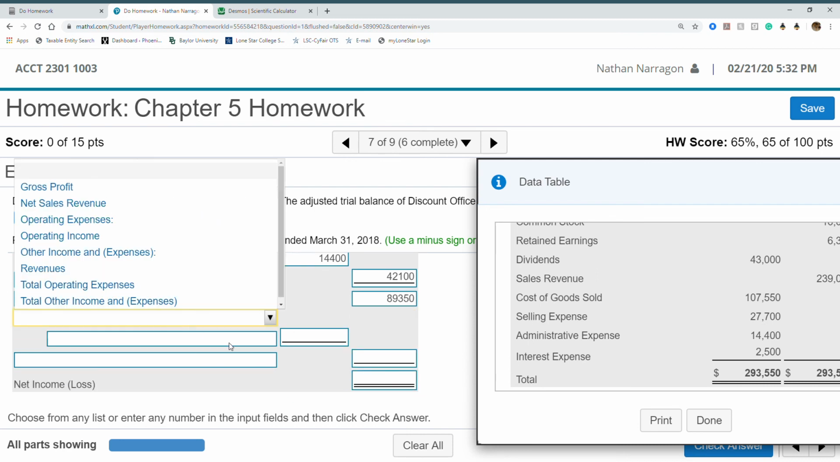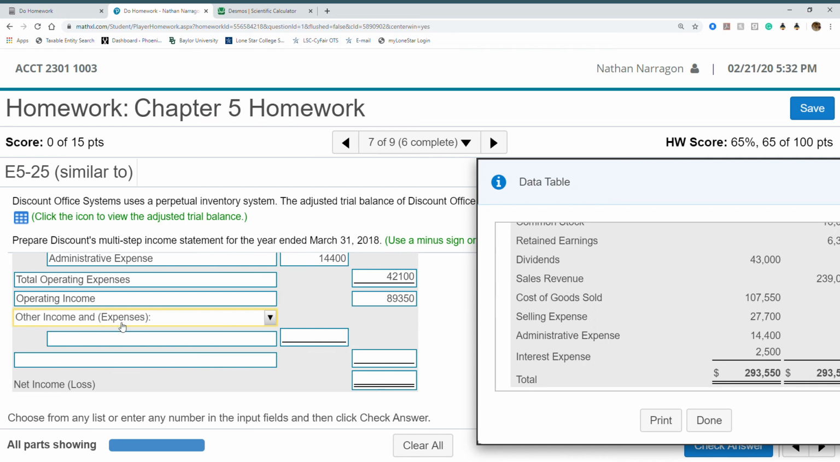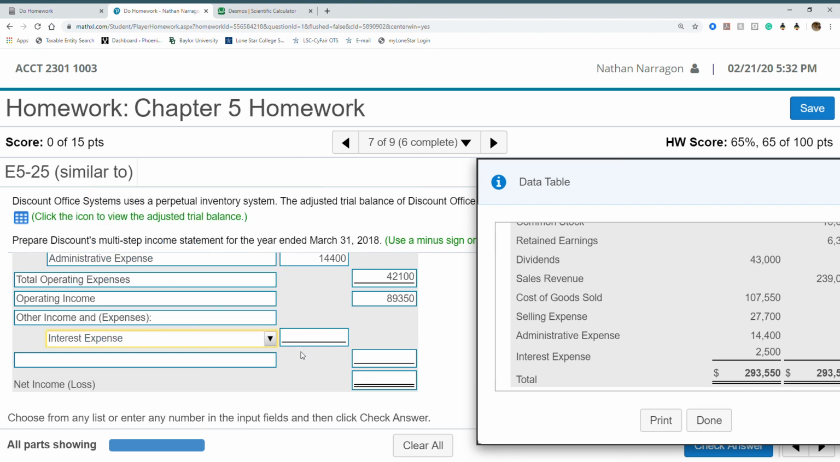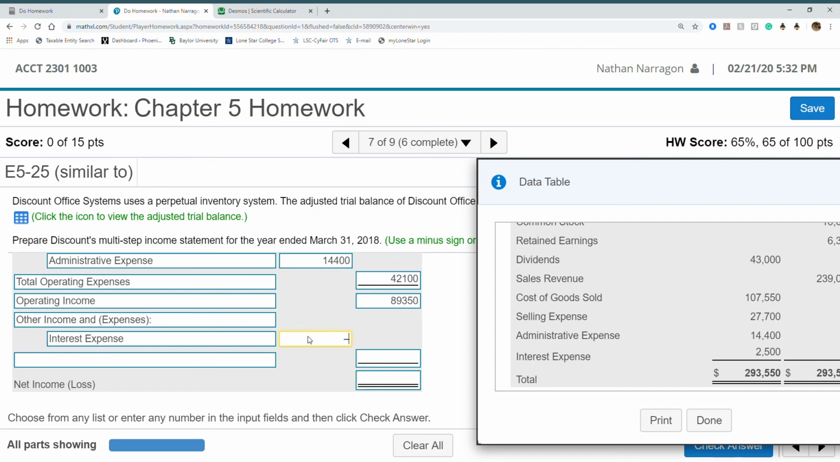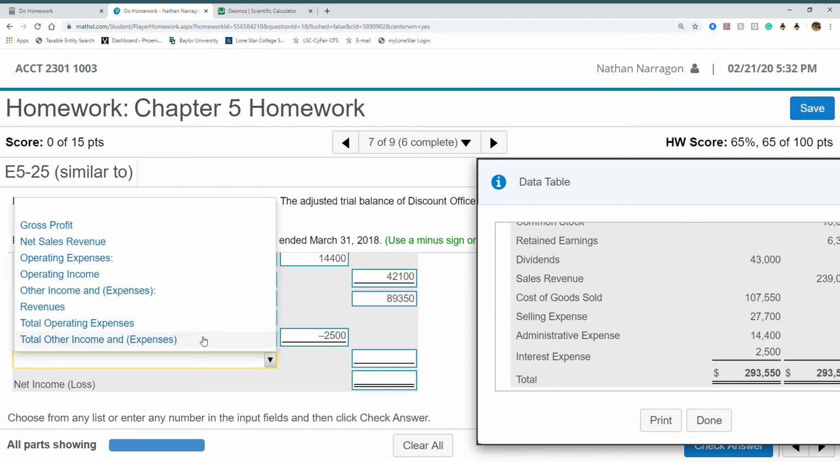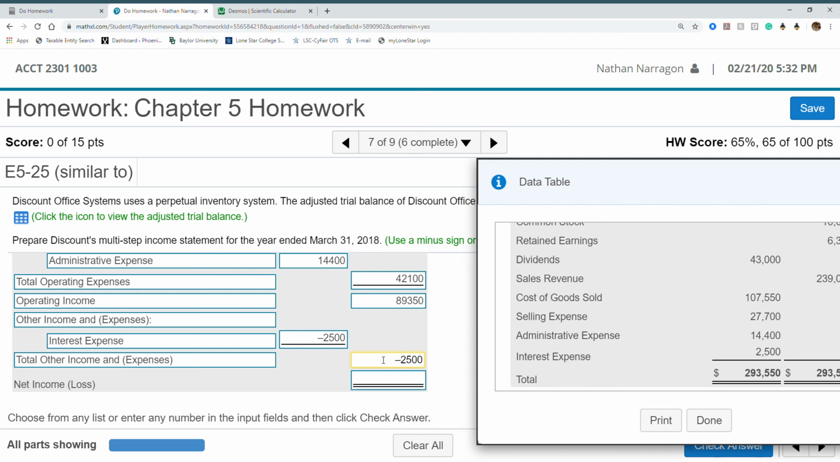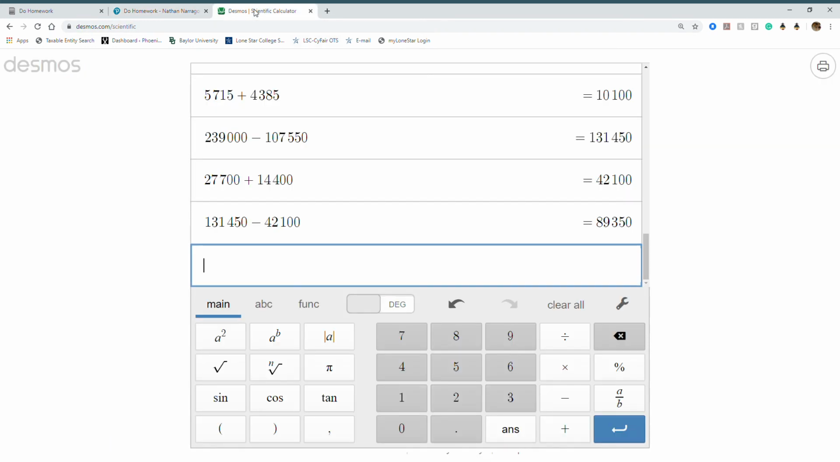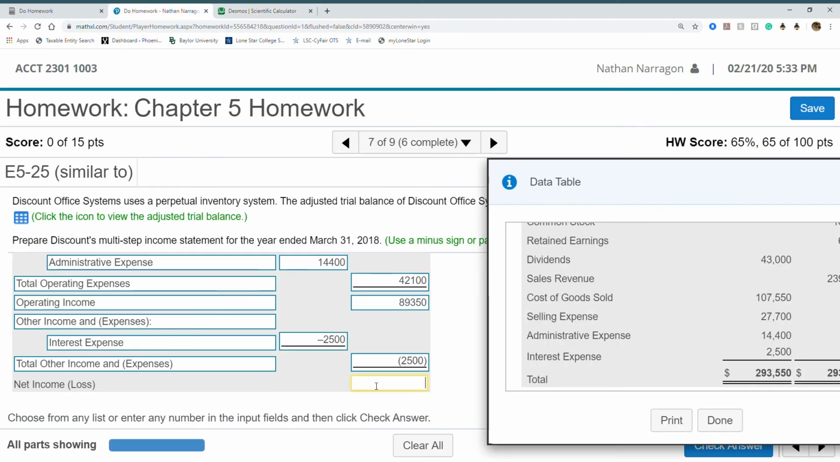Okay. Next is our other income and expenses. And watch out, expenses are going to be negative. Okay, they're going to actually be in parentheses if you want to, or you can put a negative sign. So there's our interest, negative 2,500. Then of course total, and our total is only the negative 2,500. Or again, I'll show you it in parentheses, so that way you can see that you can use both ways. And we subtract out now 2,500. So we're left with 86,850. Okay. And that's really it for that one.